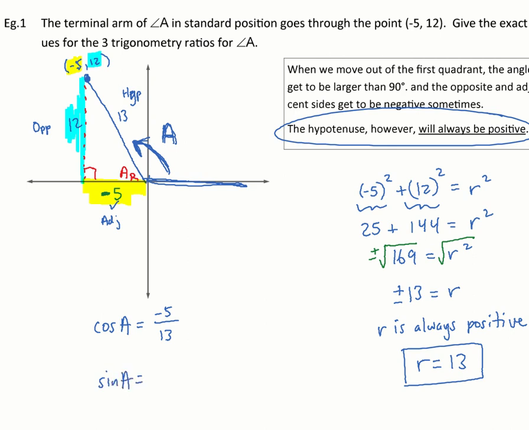Sine is opposite over hypotenuse, or y over r, so that's 12 on 13. And tan is opposite over adjacent, or y over x, so 12 over -5. Okay? Now, I'm just going to write that negative in front and call it -12 over 5.